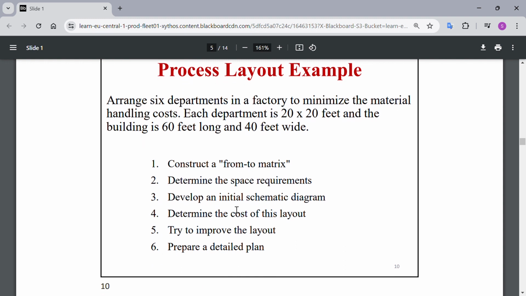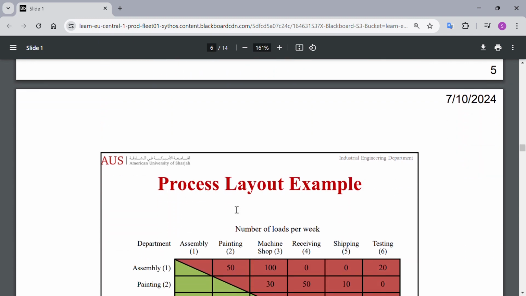And so the first step that we need to do is construct a from-to matrix. We have some criteria for the distances, where we want it from and to where we want it to go, and then we want to determine the space requirements and develop an initial schematic diagram. So we want to determine how much space we need, then develop an initial schematic diagram, and also determine the cost of this layout. Then try to improve the layout and prepare a detailed plan. So these are the steps that we're going to do in our example.